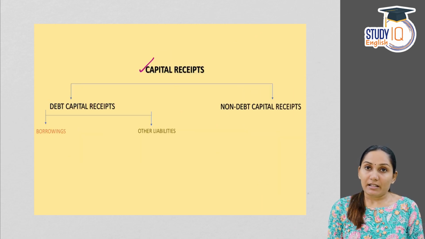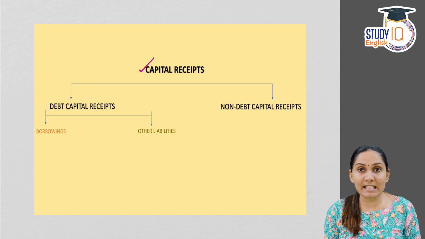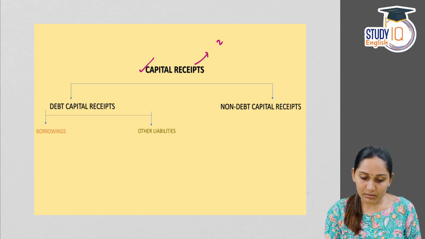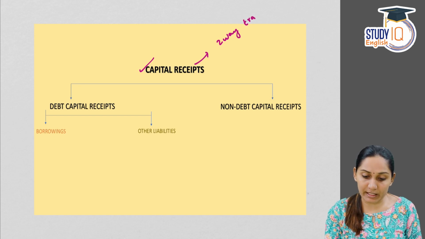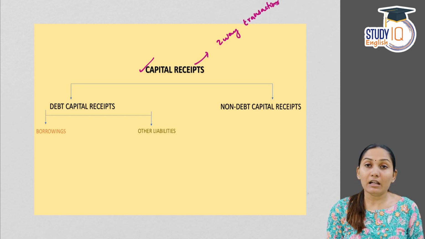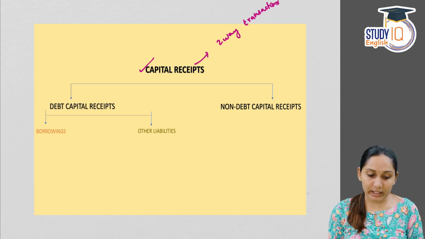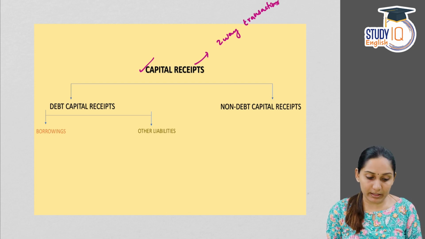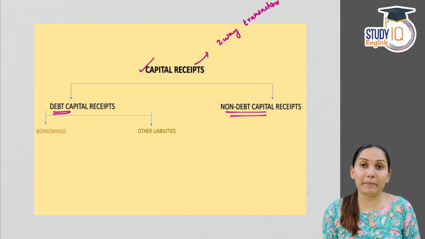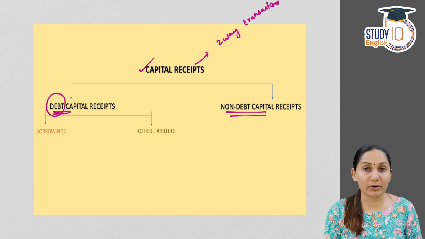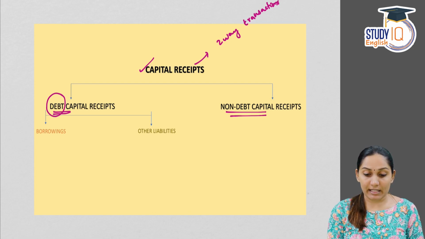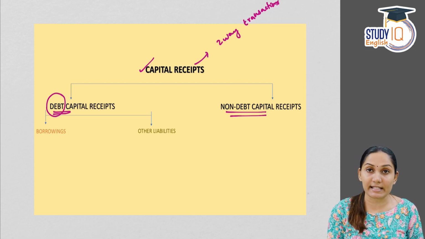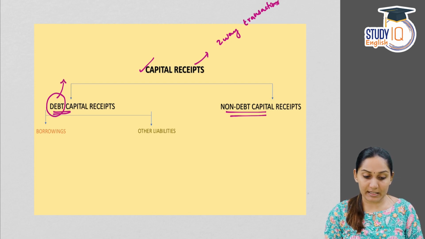Next we come to capital receipts. So capital receipts are two-way transactions and also they are long-term in nature. Revenue receipts are one-way transactions and capital receipts are two-way transactions. Capital receipts can be further divided into debt-creating capital receipts and non-debt-creating capital receipts. Debt-creating capital receipts refers to those capital receipts for which there is a repayment obligation. That is, they are debt. They create a debt burden on the government and the government needs to repay it later. That's why they are two-way transactions. They need to be settled. So they are debt-creating capital receipts.